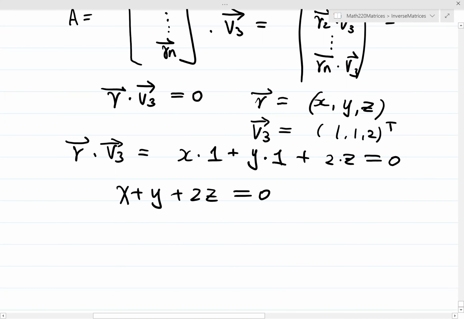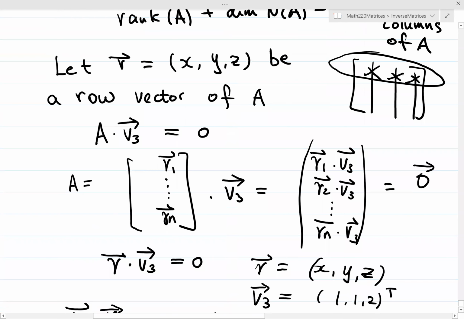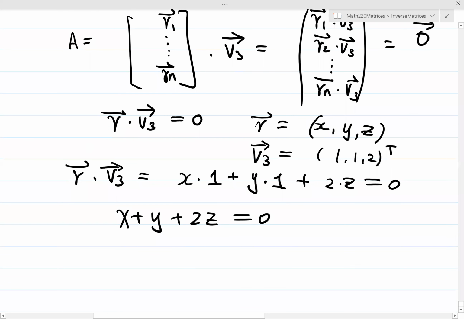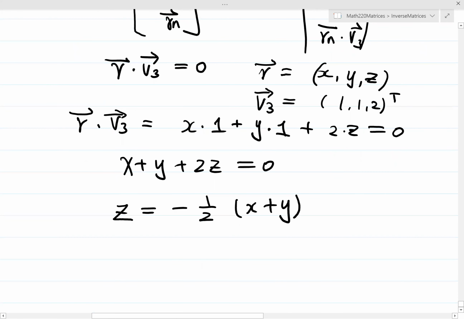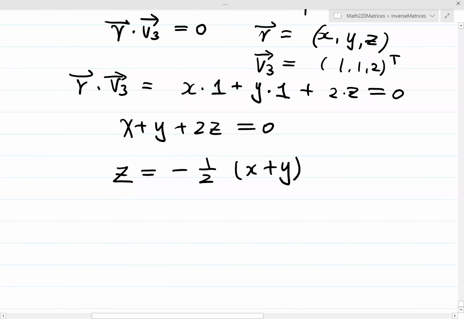Okay, remember, the rank of A is 2. So we have 2 free variables. So we can choose X and Y as free variables, and Z is determined by X plus Y. Now we need to construct this matrix A.